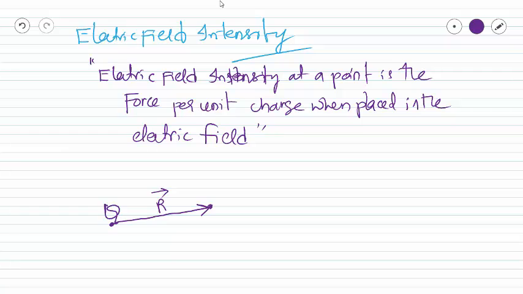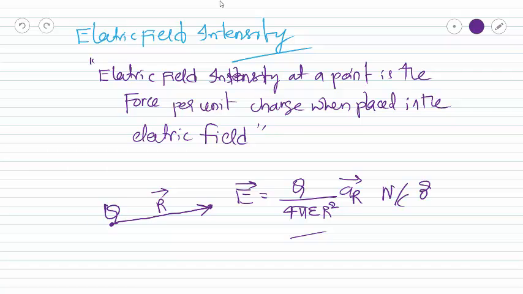Now the electric field intensity at this point is given by E bar is equal to Q by 4 pi epsilon, a_R bar by R square. So this is the expression for the electric field intensity due to a point charge. And electric field intensity has units of newtons per coulomb or volts per meter. So this is the definition.